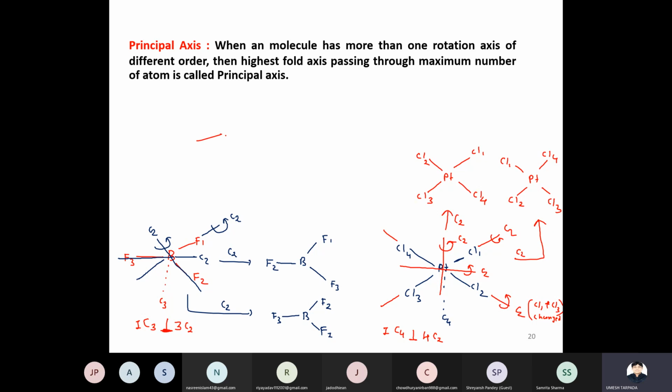What about benzene? What is the axis called which is passing through the center?